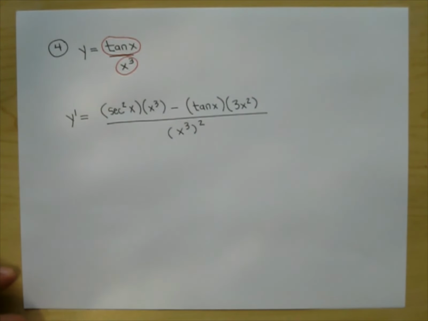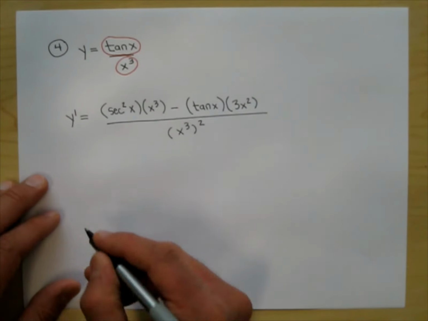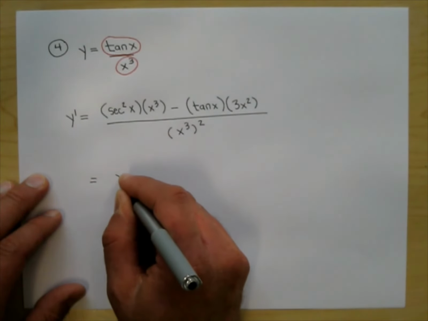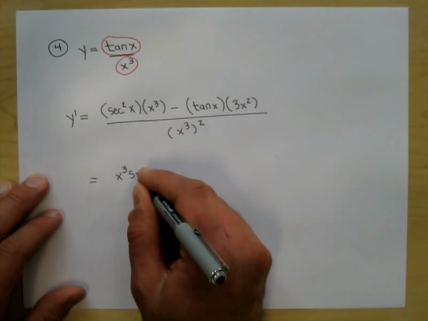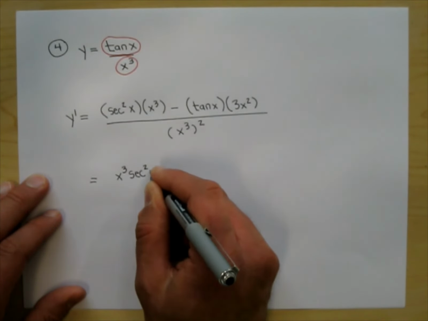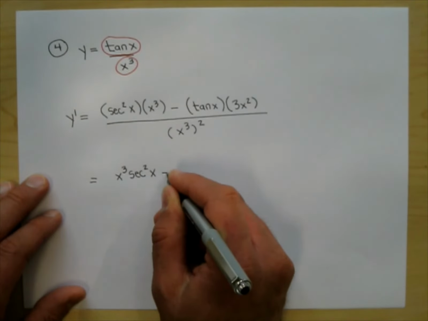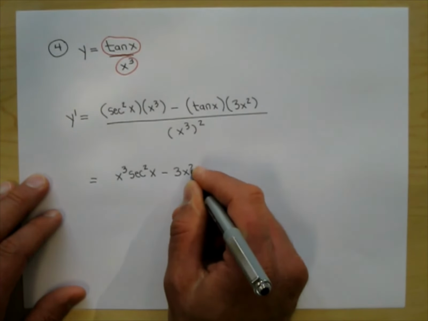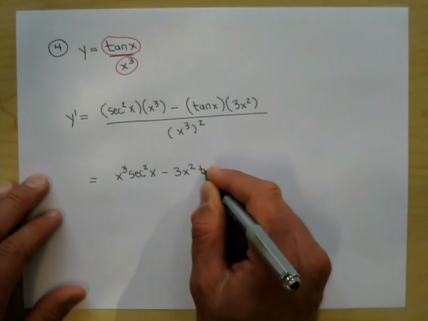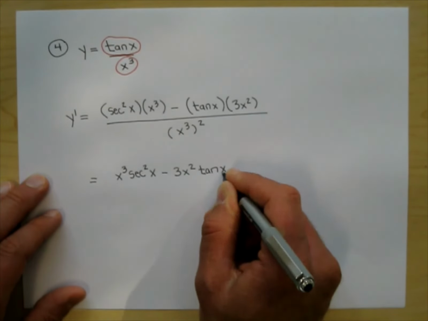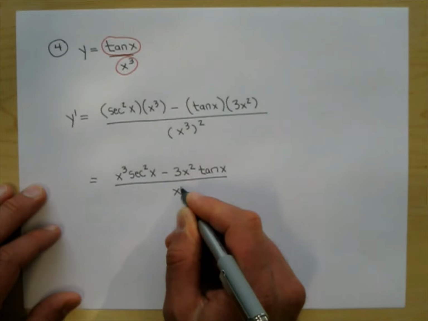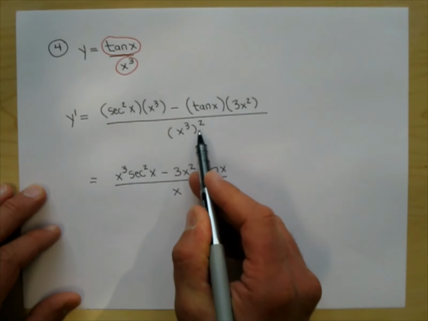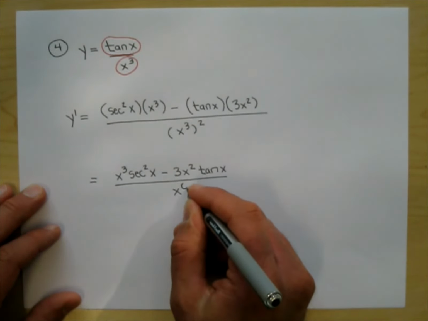So we have that right there. So let's go ahead and clean up the top a little. We have an x cubed. We usually like to put those in front of the trig functions, and then we have secant squared x. And then I have minus 3x squared tangent x. This is all over the bottom, which is x to a power to a power is multiply, x to the 6th.